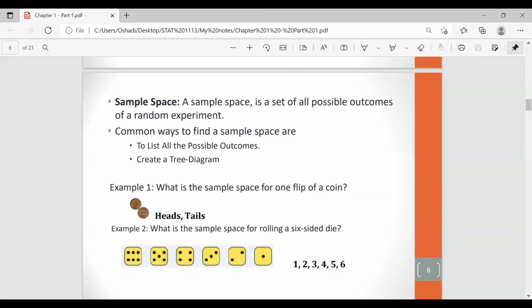And also when we roll a die, again we have 6 outcomes, and the list of 6 outcomes is the sample space of that random experiment, right? So we can write the sample space by listing all possible outcomes, or else we can create a tree diagram, right? You know what a tree diagram is? I guess it is called a tree diagram in Sinhala, right?